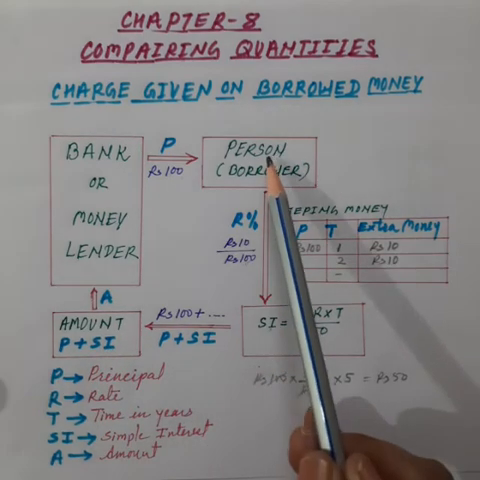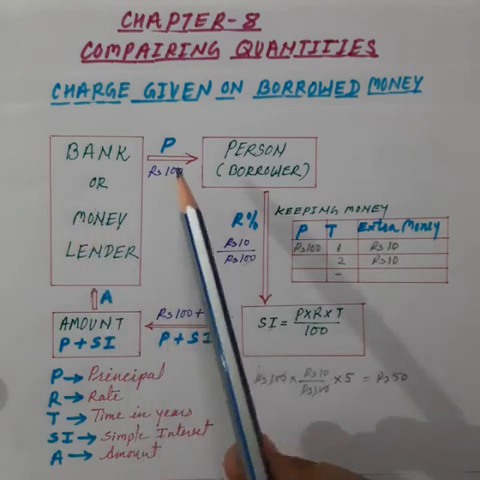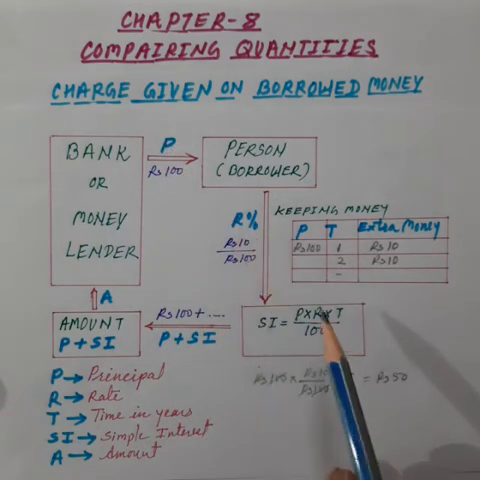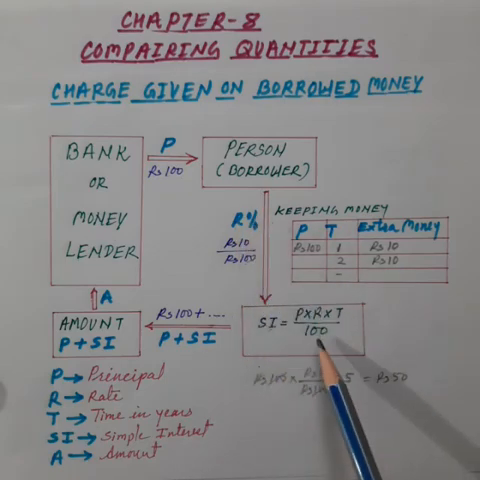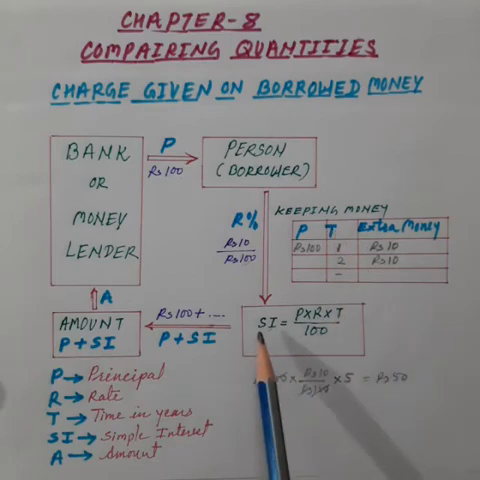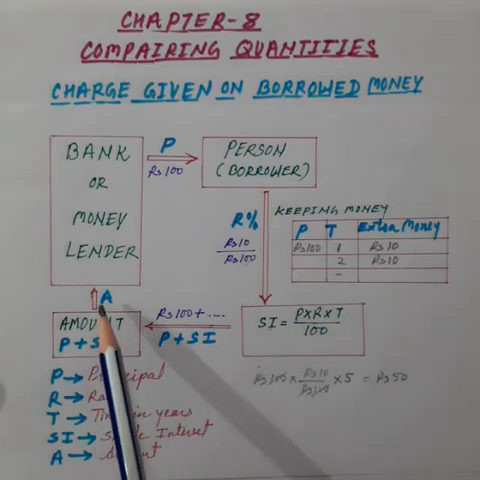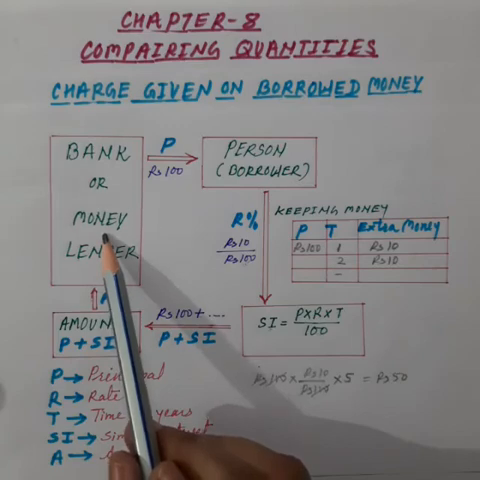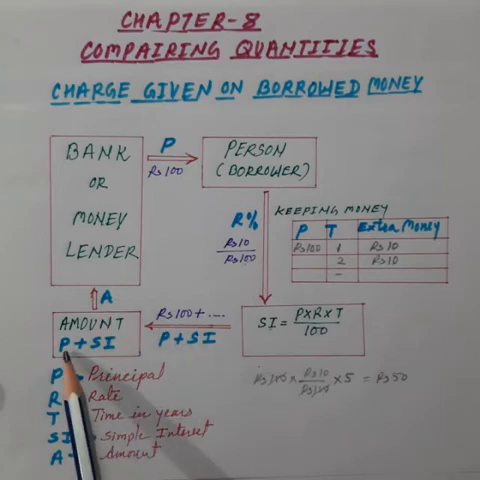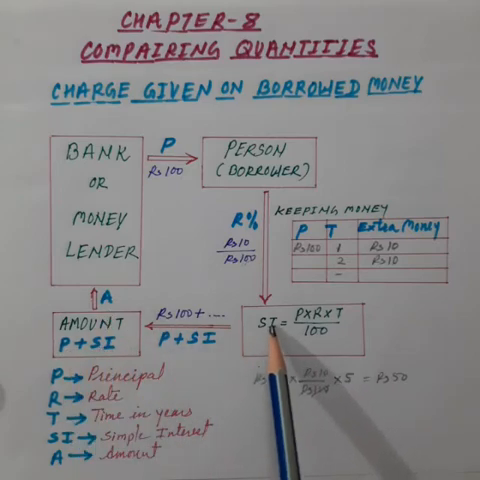So when a person borrows money from the bank, money borrowed is principal. R is rate. R percent is rate percent. T is time in years. SI means simple interest, extra money to be paid. And A is the total money to be paid to the bank after a specified period of time. And the amount is equal to principal plus extra money, simple interest.